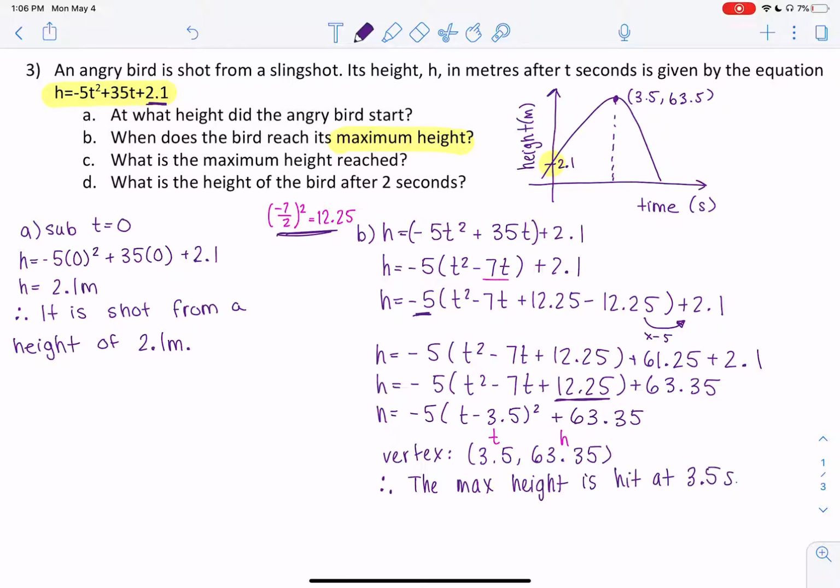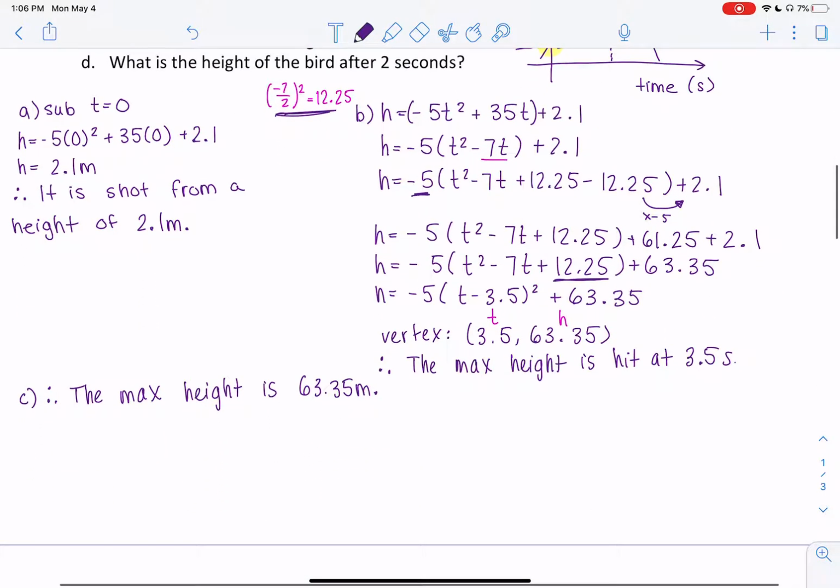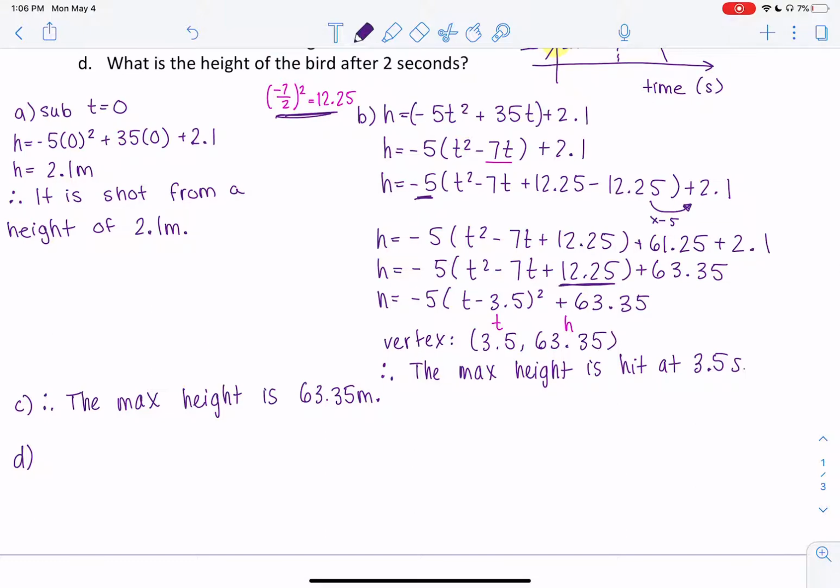Now C just continues from this very directly. C is asking us, what is the max height? And we have that right here. So I can just say, therefore, the max height is 63.35 meters. Now, the last one is, what is the height of the bird after 2 seconds? 2 seconds is a t value, so that's telling me to sub in t equals 2. So that's what I'm going to do.